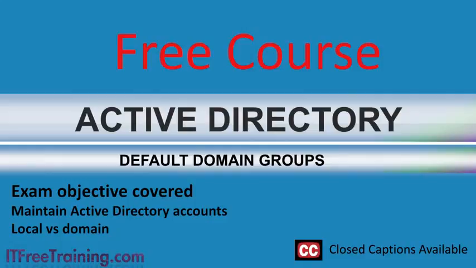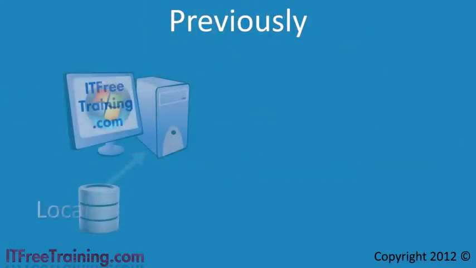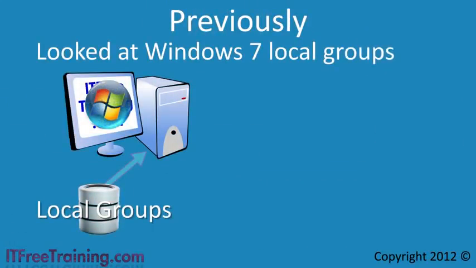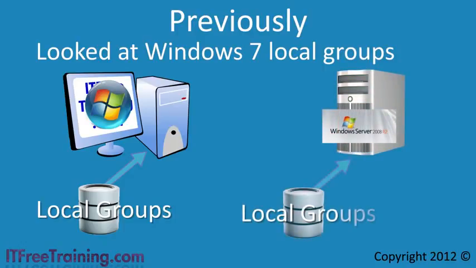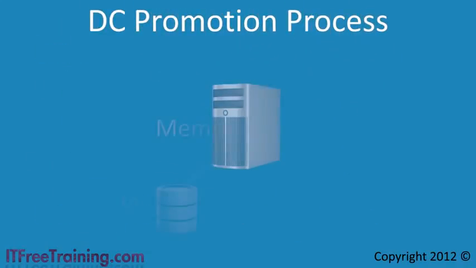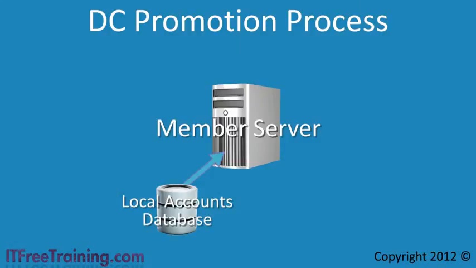In this video, I will look at the default groups that are created in the domain and locally on Windows Server 2008. In the last video, I looked at the Windows 7 built-in local groups that are available. These groups are also available in Windows Server 2008 and provide the same functionality, so I will not go into these groups again. I will only cover the built-in groups in Windows Server 2008 that do not exist in Windows 7. Before I look at these groups, I first want to look at what happens to the local accounts database on a server that is promoted to a domain controller.